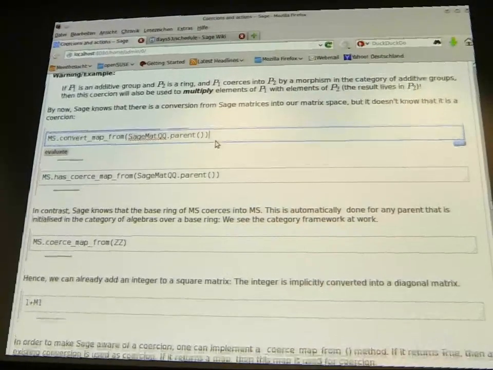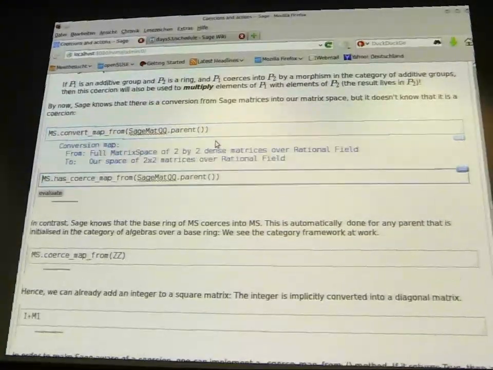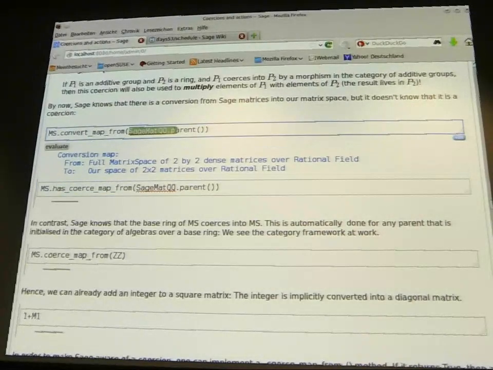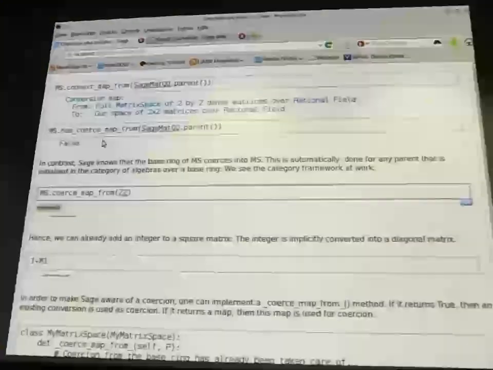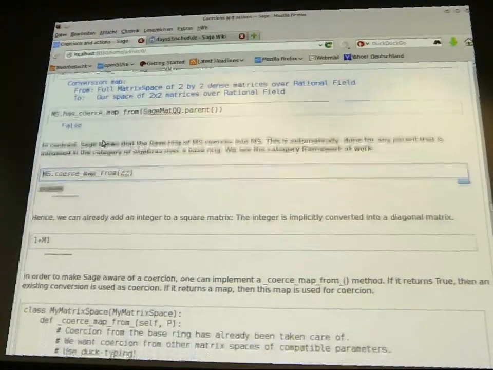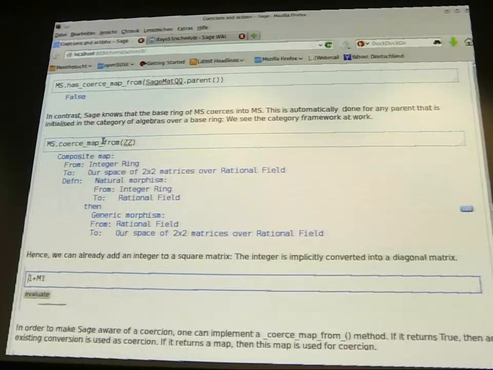So, back to our example. We see that there is a convert map. So at this point, Sage knows there is a convert map from Sage's matrix space to our corresponding matrix space. So this is a conversion map, not a coercion yet. If we ask if it has a coercion, then it says false. But surprisingly, Sage does know that there should be a coercion from the ring of integers to our matrix space.